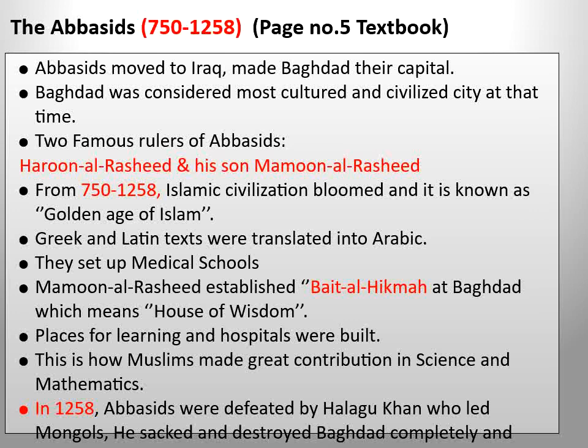In 1258, the Abbasids were defeated by Halaku Khan, who led the Mongols. He was a Mongolian leader. He sacked and destroyed Baghdad completely and killed thousands of people there.